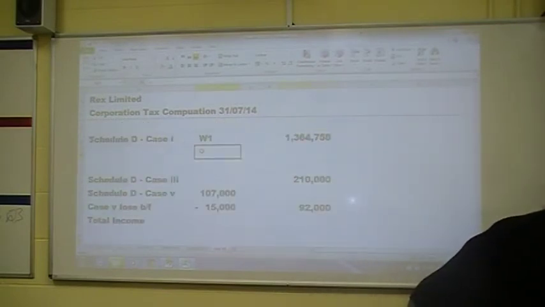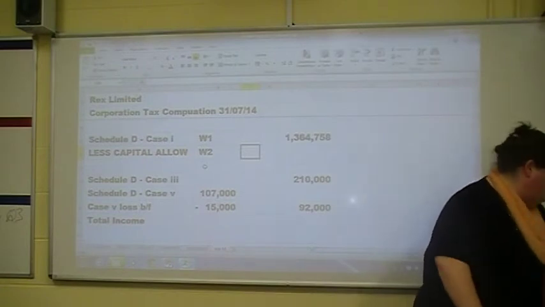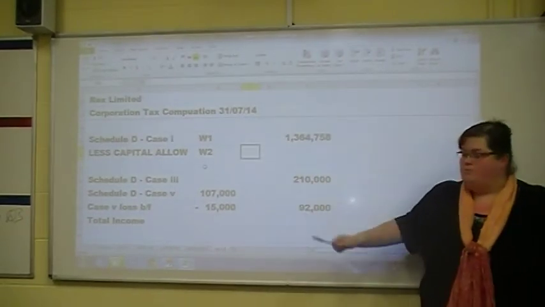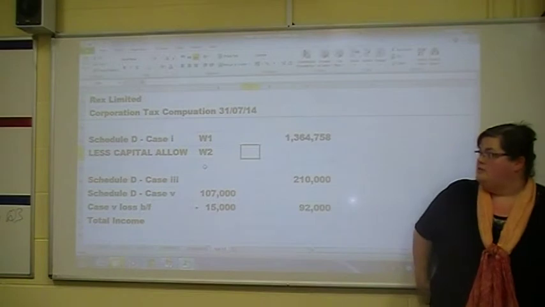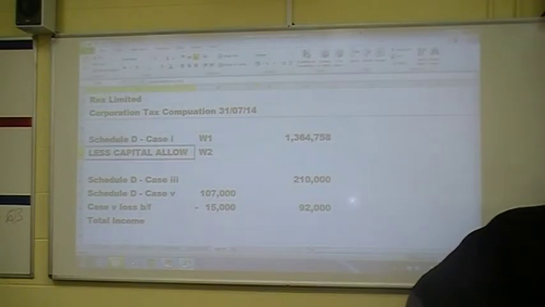Okay, so my third working should go in here. That's my capital allowances. Okay, and I just need to do a little working for that as well. So they go in here under your 1364758 to give you what your K1 is after capital allowances. So that should be working 3, shouldn't it? Sorry.